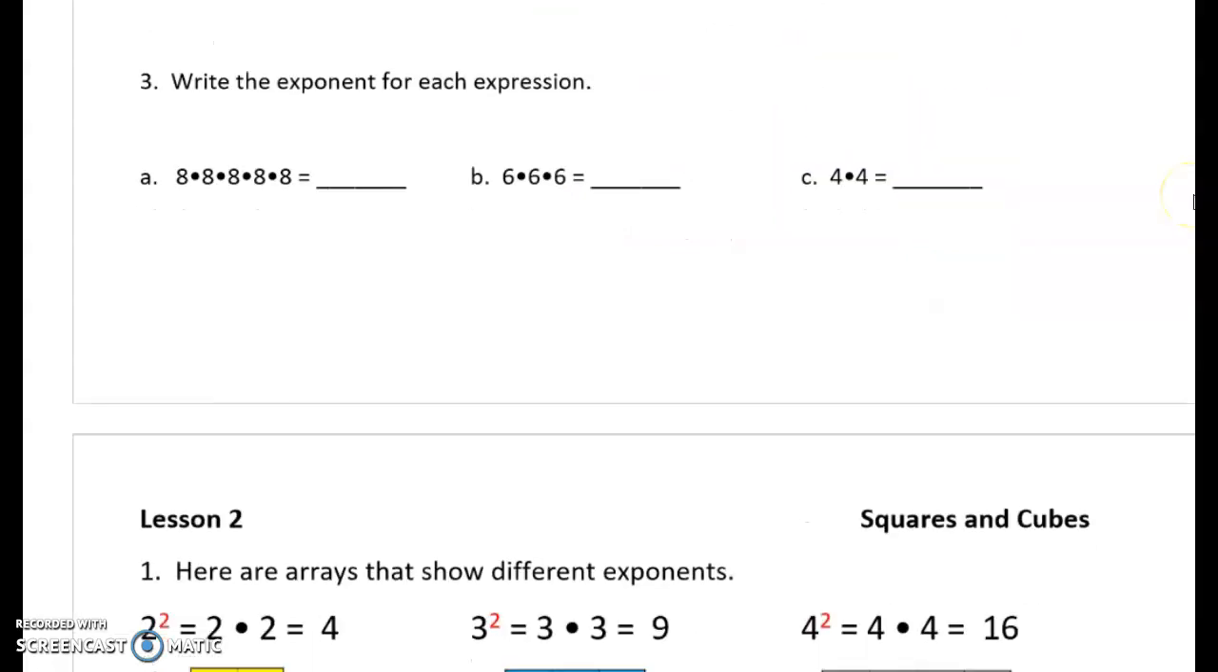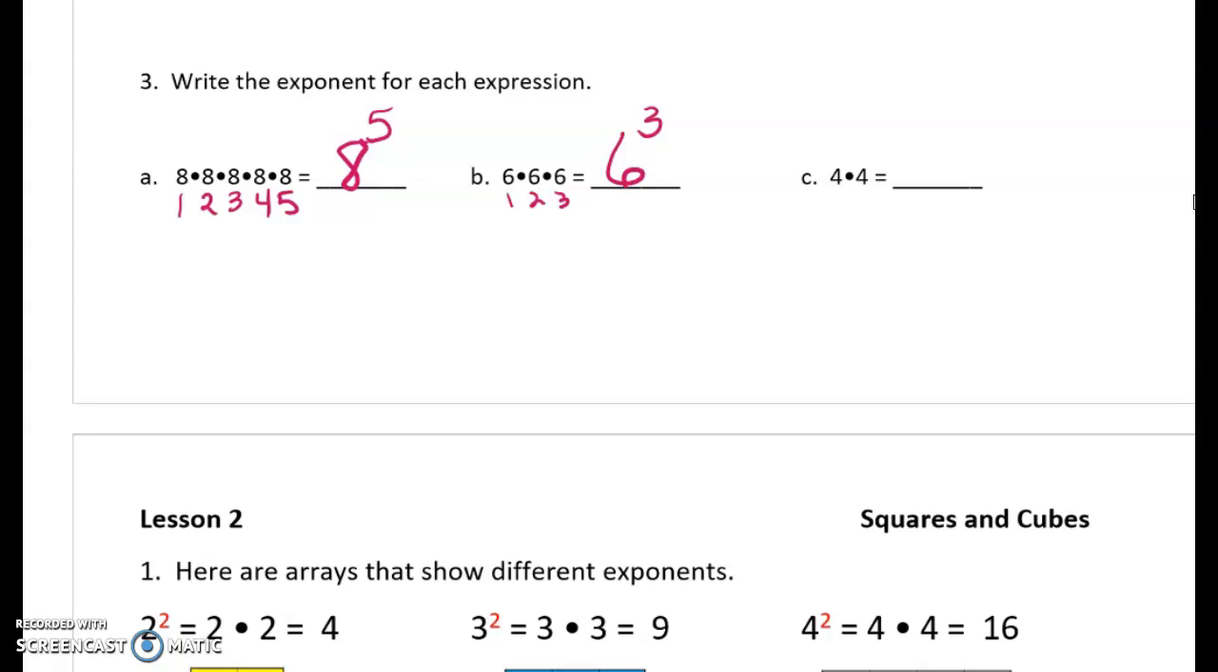Write the exponent for each expression. My base number in A is 8. How many times did I multiply it by itself? I multiplied it 1, 2, 3, 4, 5 times. So it'll be 8 to the 5th power. In B, my base number is 6, and I multiplied it by itself 3 times. So it'd be 6 to the 3rd power. 6 multiplied by 6 multiplied by 6.